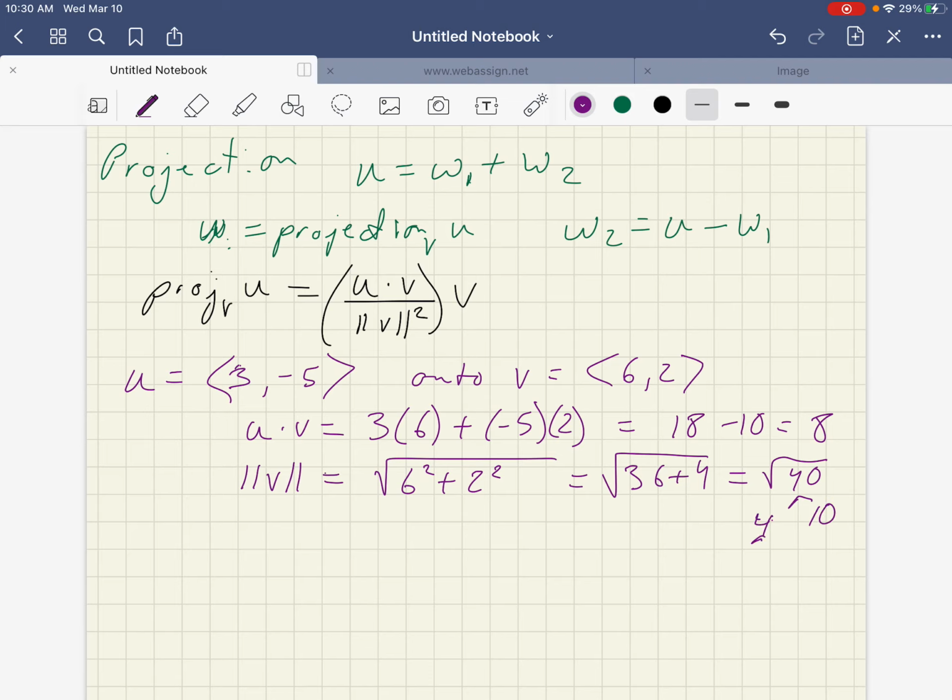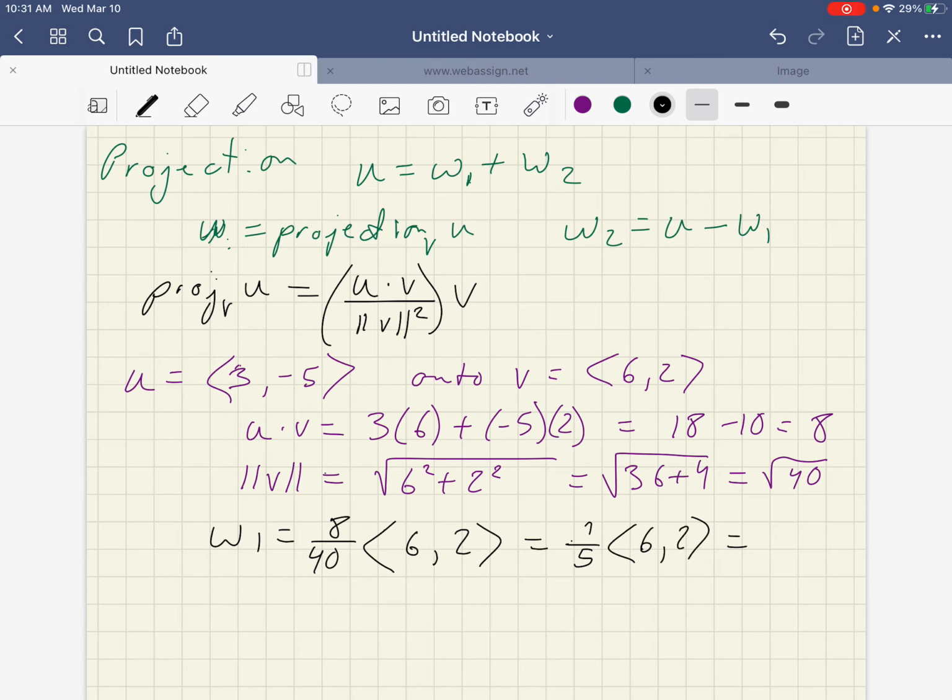It doesn't bother me, because at some point we'll probably be putting it into calculators. I'm going to go ahead and break that up into 4 and 10, to give me my 2 and 2, to make this magnitude. Oh, never mind, I'm not going to, because I'm getting ready to square it. Okay. So in the formula, we're going to square it. So I apologize for that misdirect. So our w sub 1, which is our projection, is our dot product, so 8 over the magnitude squared, so that's 40, times our vector v, so 6, 2.